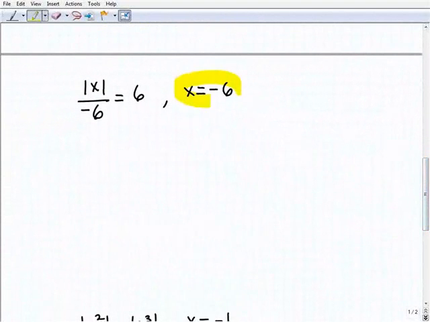Here we were given x equals negative 6, and here's our equation. So we're going to go ahead and plug in that negative 6 right there.